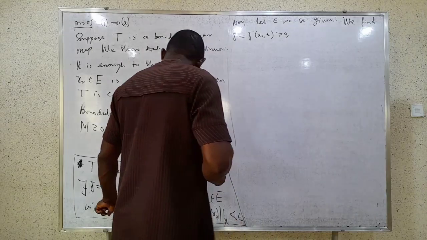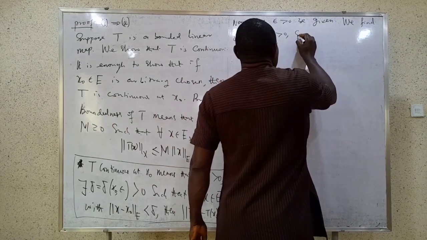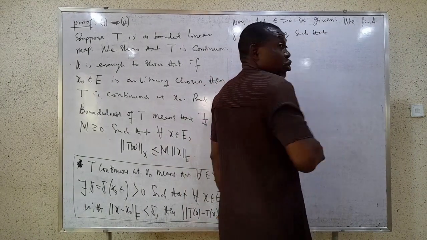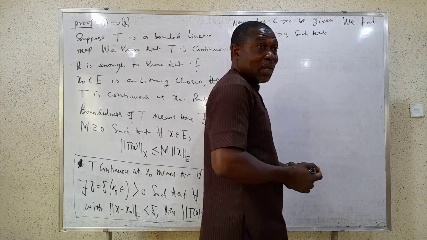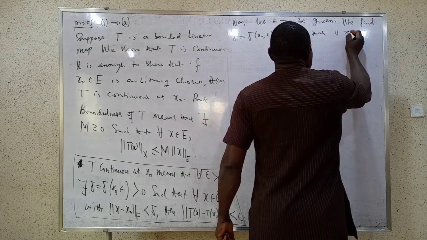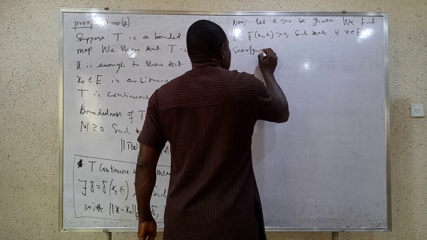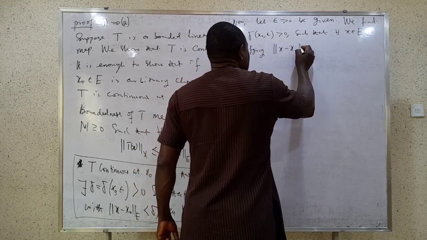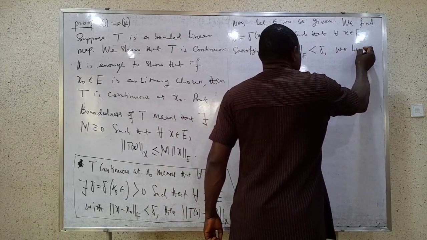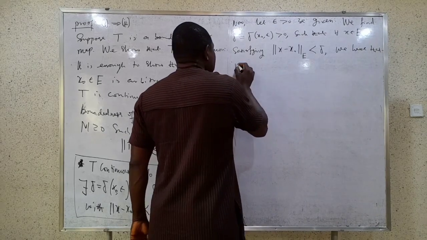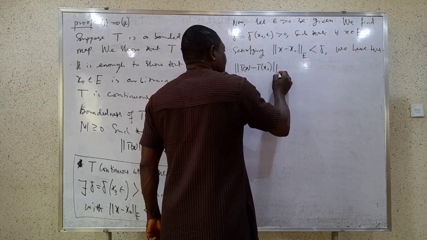We find a delta. So that sounds like a repetition, but emphasizing an important concept makes it sake. So that, for any x in P satisfying norm of x minus x naught less than that delta, we have that norm of T of x minus T of x naught is less than what?